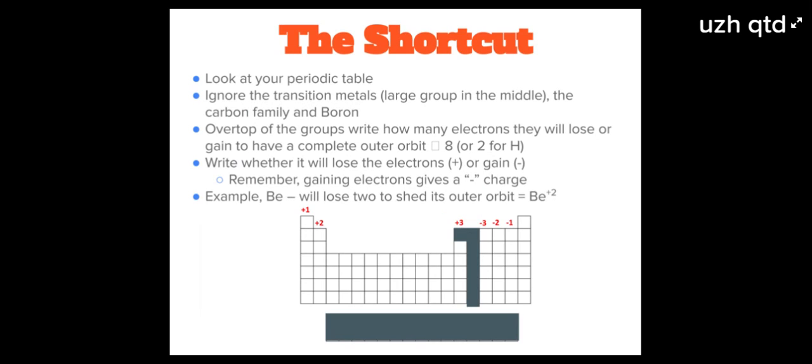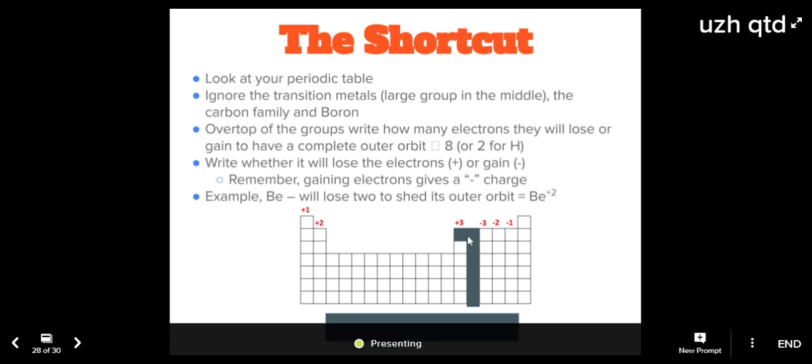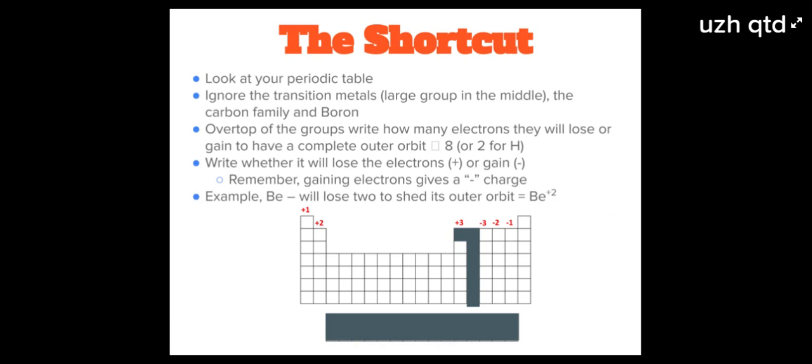There is a shortcut for this, but you need to have a periodic table to do this, and I actually recommend labeling your periodic table across the top. Okay? You're going to ignore the transition metals, which is the large group in the middle, the carbon family, which is group 14, and boron here. On top of your groups, write how many electrons they need to lose or gain in order to have a complete outer orbit, which is 8, or in the case of hydrogen, 2.